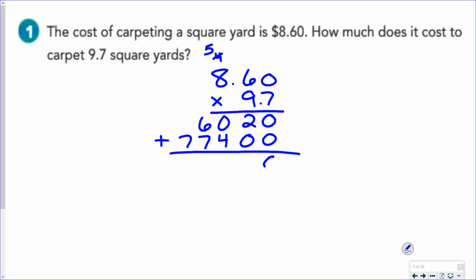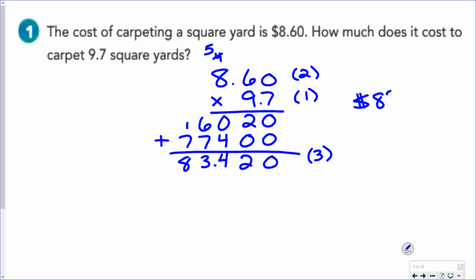Add those together. 0, 2, 4. 6 plus 7 is 13. 1 plus 7 is 8. 2 digits here, 1 digit here, for a total of 3. And once again, we're dealing with money, so our answer is going to be $83.42.